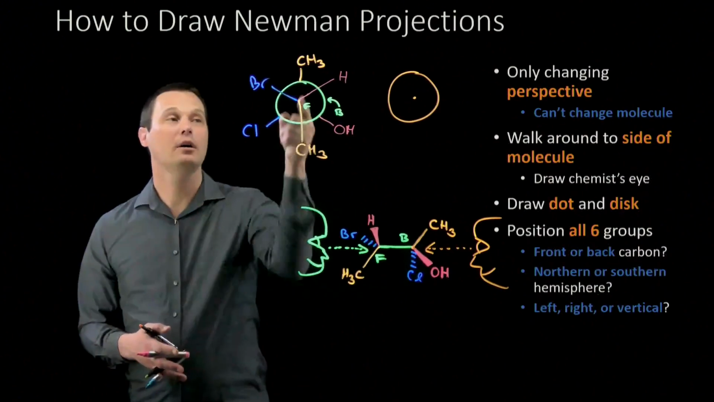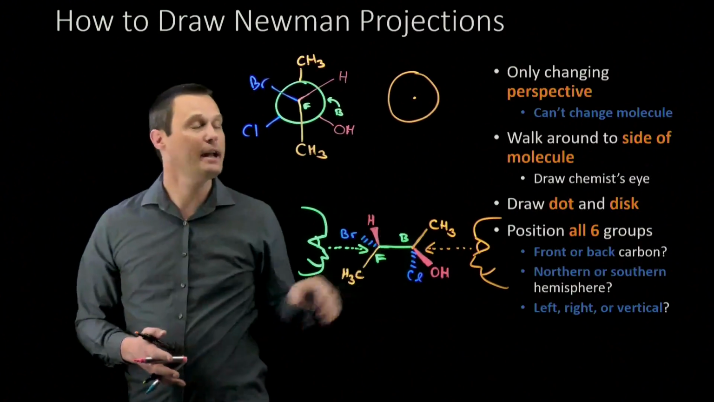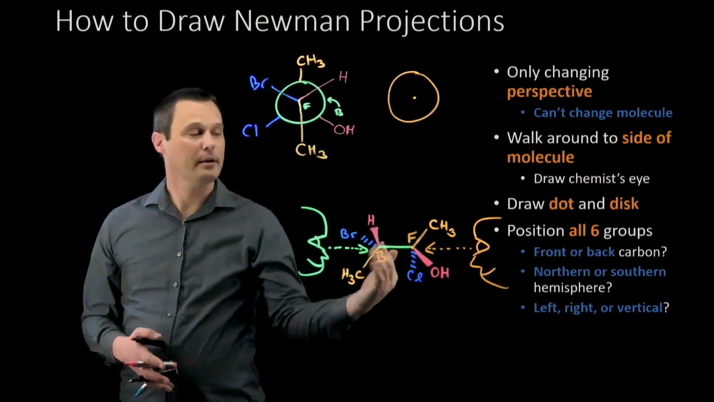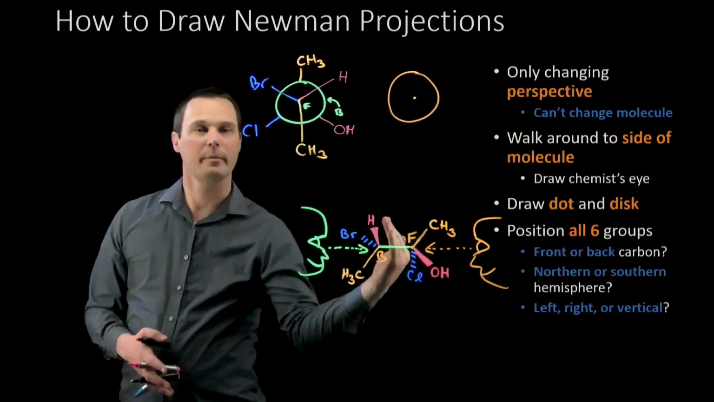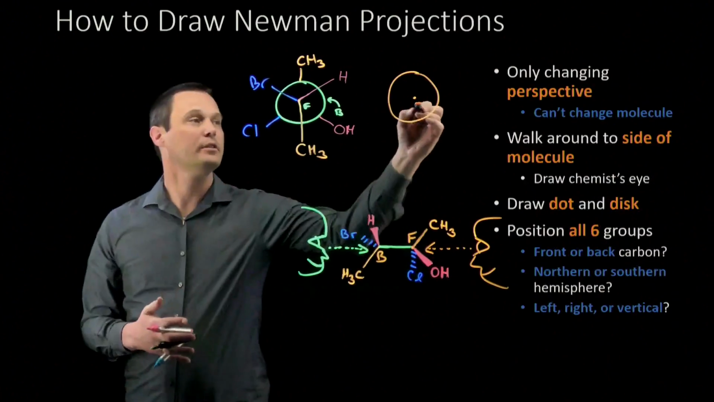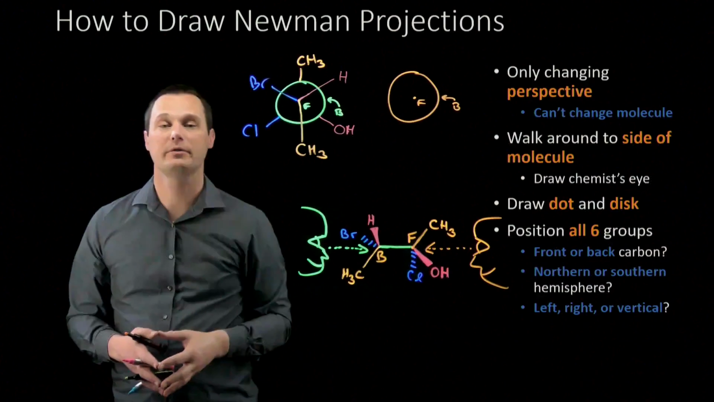Where these groups are around the Newman projection will change because now we've changed our perspective, but the three guiding questions will remain the same. With our new orientation, we now have a new front and back carbon. We still keep the disk between the front and the back carbon, just which carbon is front and back has now changed. Front carbon is still in the front, the back carbon is still in the back, but which carbons those are is different for this Newman projection.